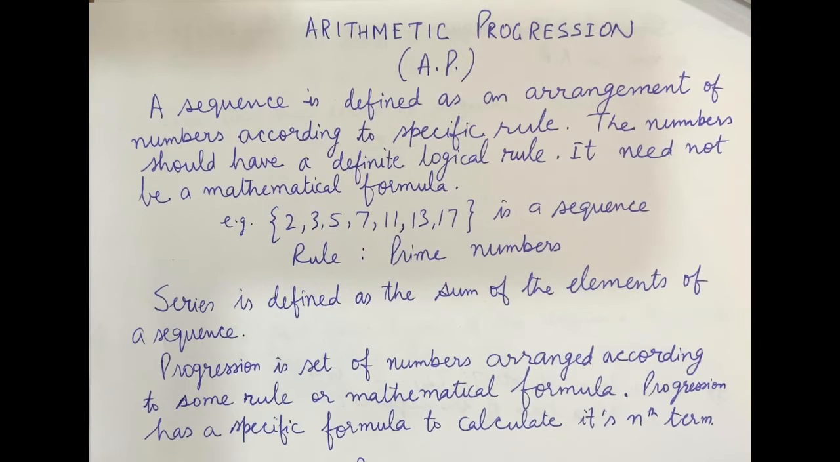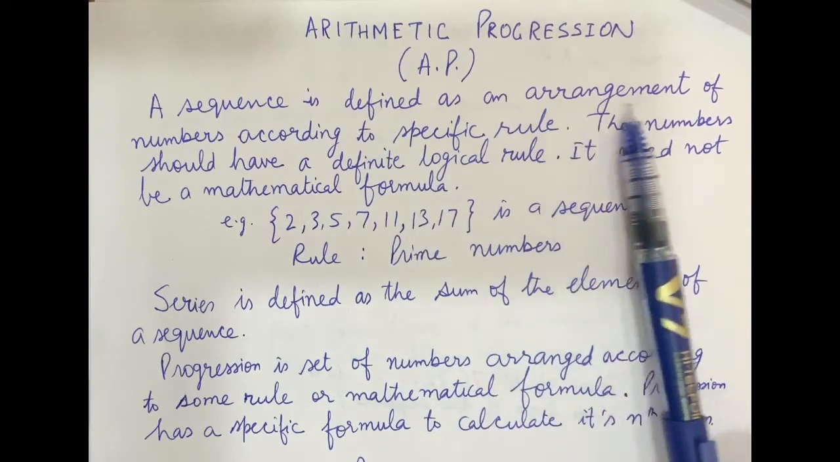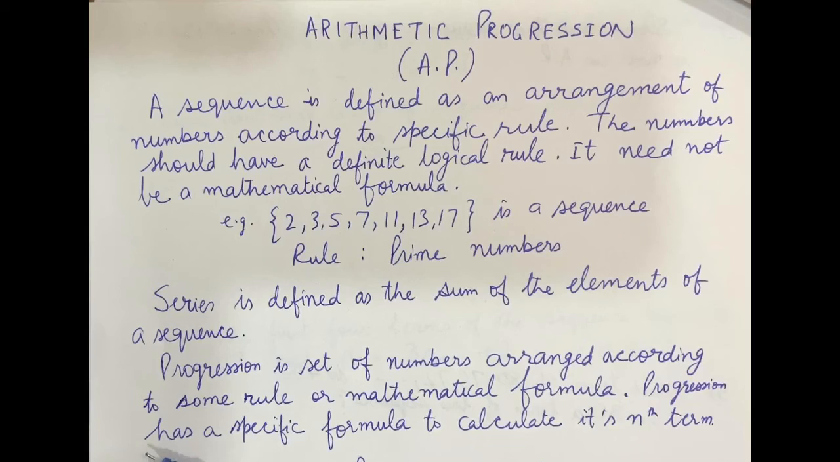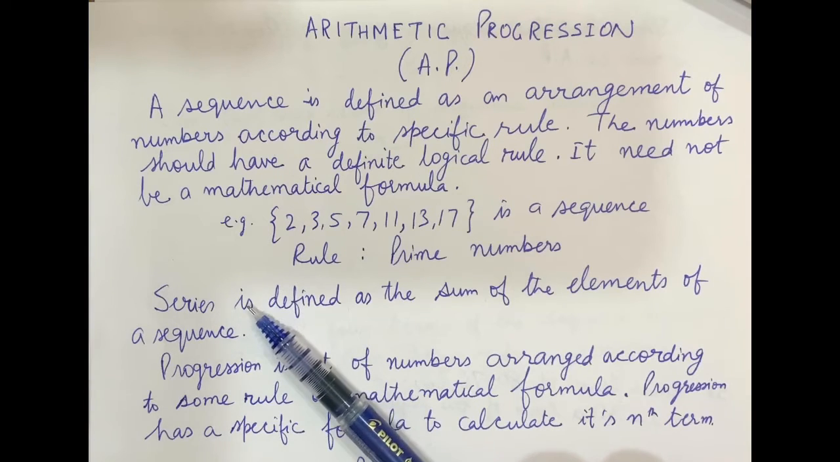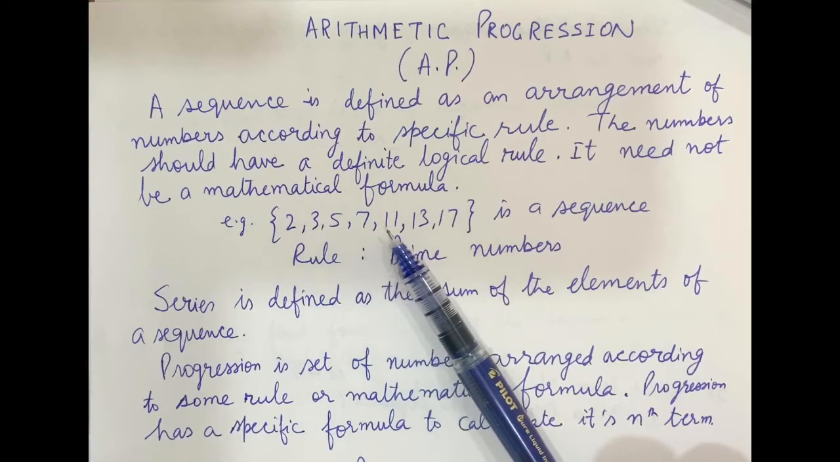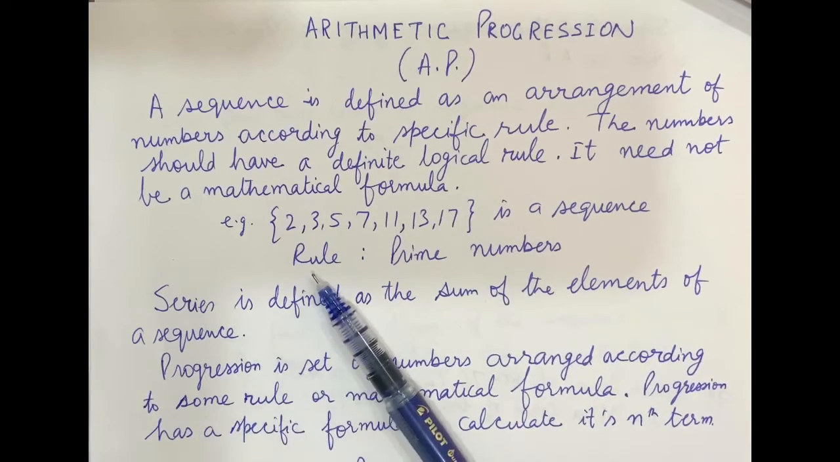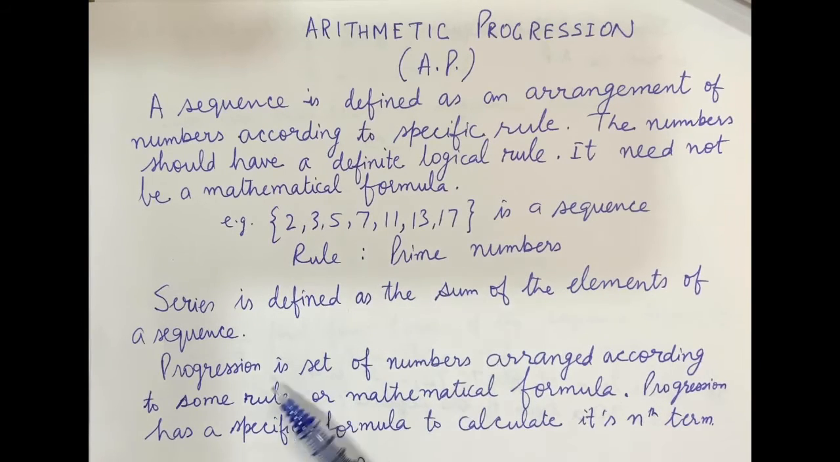Before that, let us understand the meaning of the term sequence. A sequence is defined as an arrangement of numbers according to some specific rule. The numbers should follow a definite logical rule, which may or may not be a mathematical formula. For example, the sequence of numbers 2, 3, 5, 7, 11, 13, 17. This is a sequence. Here the rule is that these are all prime numbers.